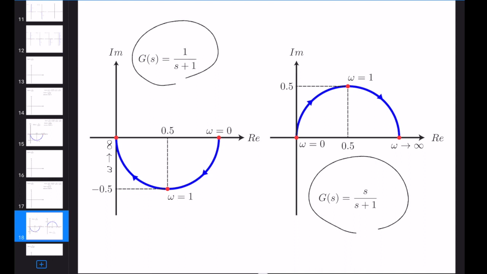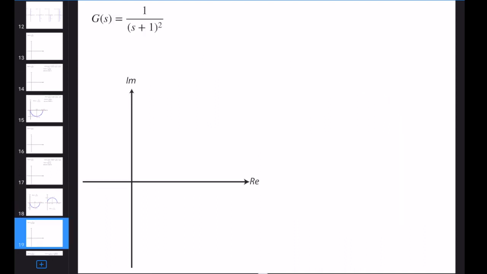Now let's change gears, increase the order of the transfer function, and go to higher order systems such as the second order transfer function. G of s is equal to 1 over (s plus 1) squared. So what's the process? Everything is the same. Only the computations will be a little bit messier. G of j omega is equal to 1 over (j omega plus 1) squared. If we do the same tricks, we can see that this is equal to what?